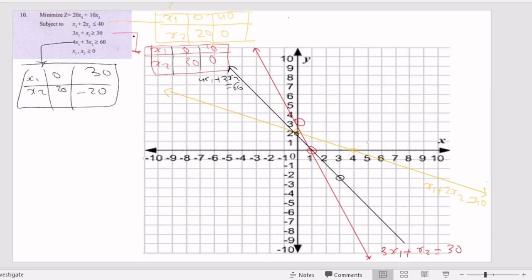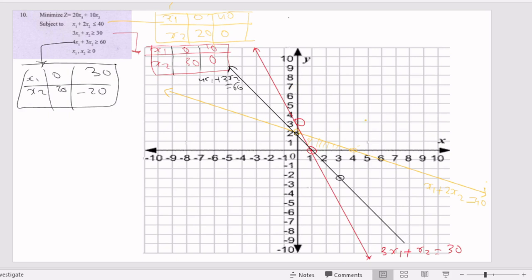Let's check how we can get the feasible region. The first one, subject to x1 plus 2x2 less than or equal to 40. When I say less than or equal to 40, which line is this? The orange color line. Okay, find this feasible region. So this will be below this orange color line. Second, 3x1 plus x2 greater than 30.